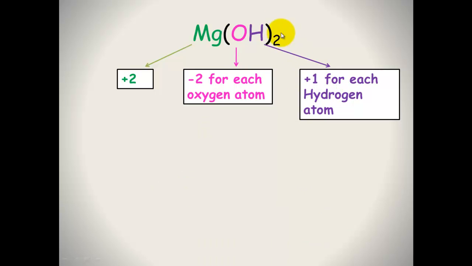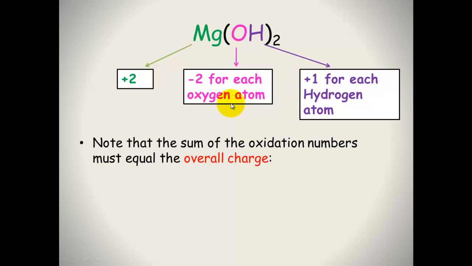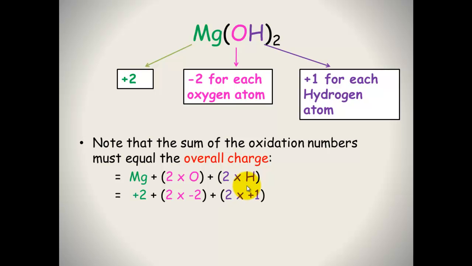Now remember what we just said before: the overall charge of this compound, it's a neutral compound, so it has an overall charge of 0. Thus, these oxidation numbers need to add up to 0, and this is how that works. Magnesium plus 2 oxygen plus 2 times hydrogen. Now we're just adding up the oxidation numbers.